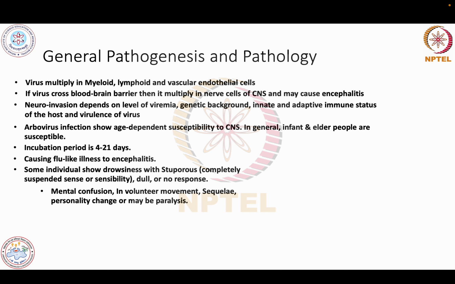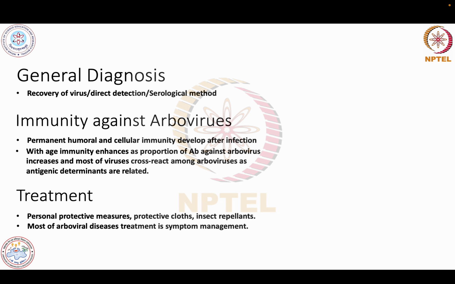General pathogenesis and pathology: the virus multiplies in myeloid, lymphoid, and vascular endothelial cells. If the virus crosses the blood-brain barrier, then it multiplies in nerve cells of the CNS and may cause encephalitis. Neuroinvasion depends on the level of viremia, genetic background, and innate and adaptive immune status. Arbovirus infections show age-dependent susceptibility in the CNS. The incubation period is 4 to days, causing flu-like illness to encephalitis. Some individuals show drowsiness with stupor, a completely suspended sense or sensibility.